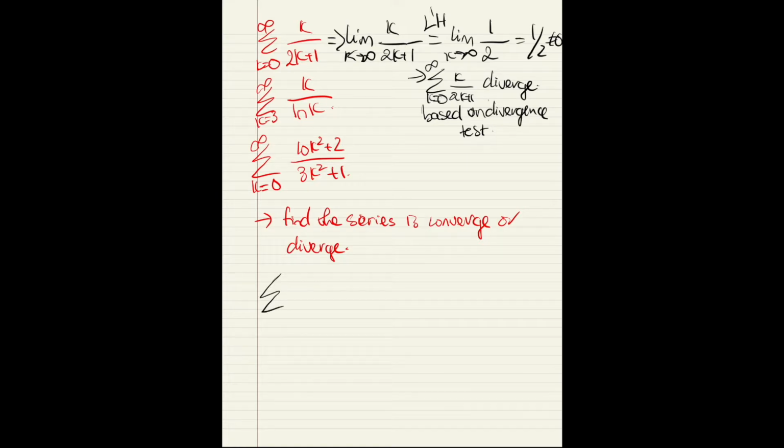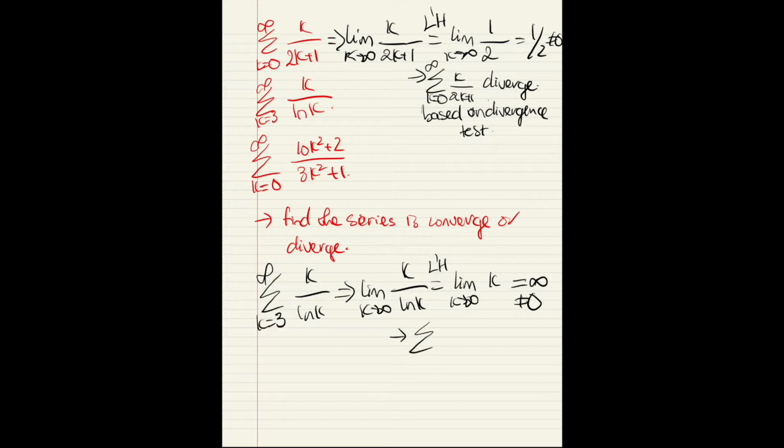The series number 2 is much easier. For the series number 2, we have k over ln k. Once again I use the limit of k to infinity of k over ln k. Use L'Hopital's rule again, so we have the limit of k to infinity of k, which is infinity, different than 0. So the series diverges based on the divergence test.